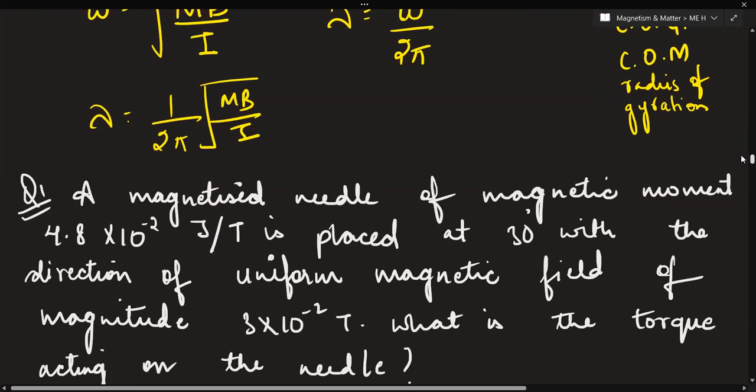It's a simple question. A magnetized needle of magnetic moment 4.8 into 10 to the power minus 2 joules per Tesla is placed at 30 degree with the direction of uniform magnetic field of magnitude 3 into 10 to the power minus 2 Tesla. You have to find out the torque. So whoever gets the answer, send me in the chat room.